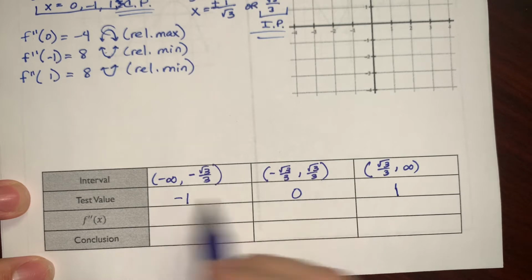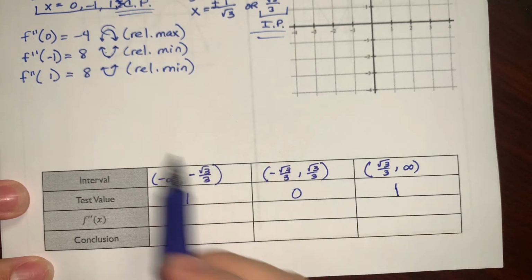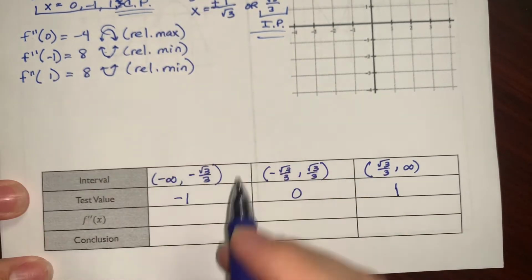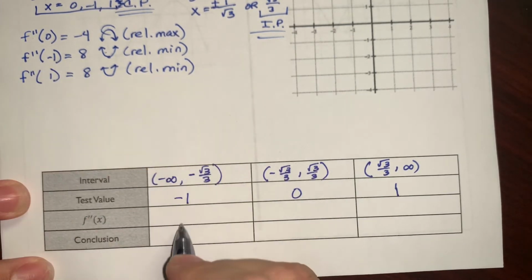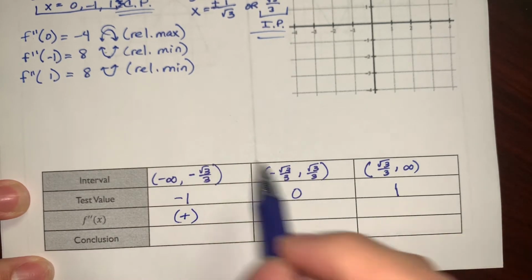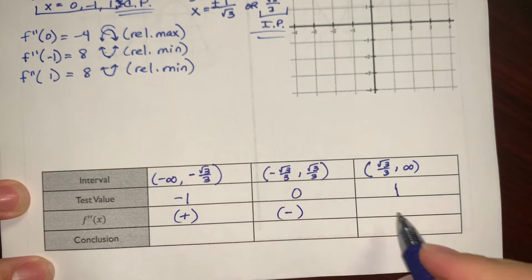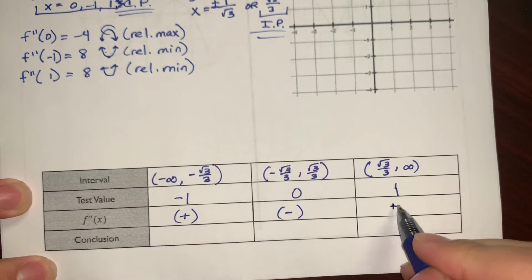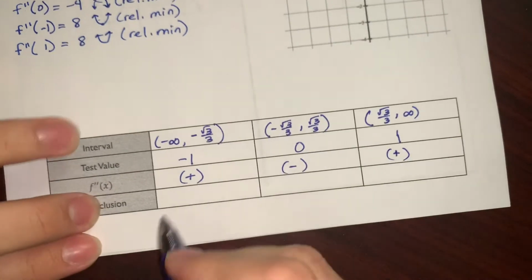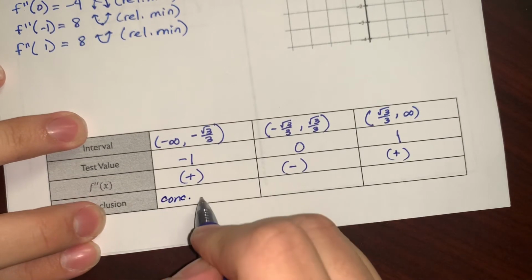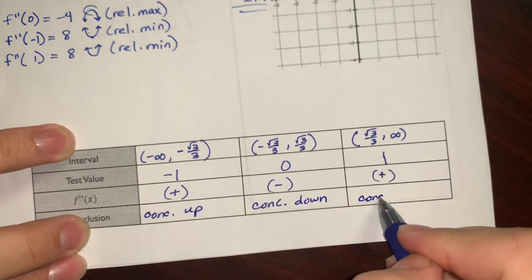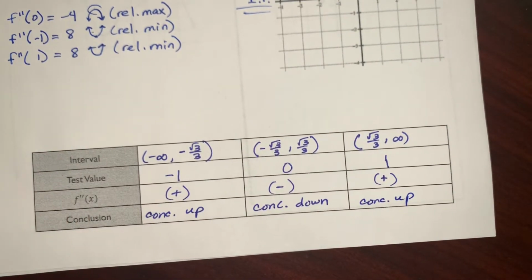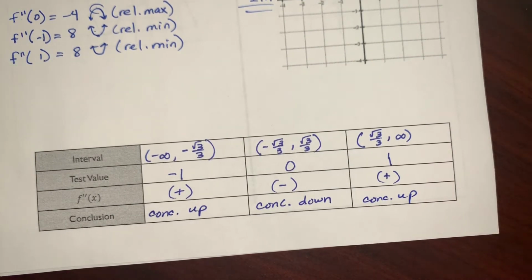And the nice thing is I already plugged these into the second derivative. When I plugged in -1 into my second derivative, I got a positive. With 0, I got a negative number. And with +1, I got a positive number again. So this is indicating that this one is concave up, this one is concave down, and this is concave up. All right, so that should give you a deeper understanding of what's going on with the concavity.